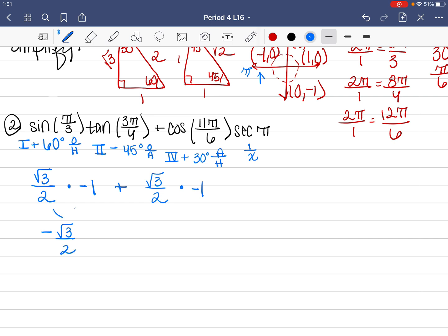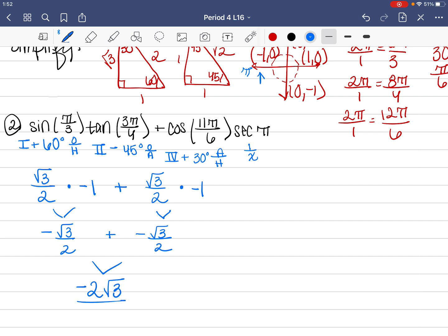So I'm combining these two. And then same thing over here, root 3 over 2 times a negative 1 is just negative root 3 over 2. And now I have negative root 3 over 2 plus a negative root 3 over 2. This is where stuff gets tricky for some of you guys. I know just the algebra is tough. Remember we talked about combining like radicals, right? So I have a negative root 3 and a negative root 3. Altogether, I have negative 2 root 3s.